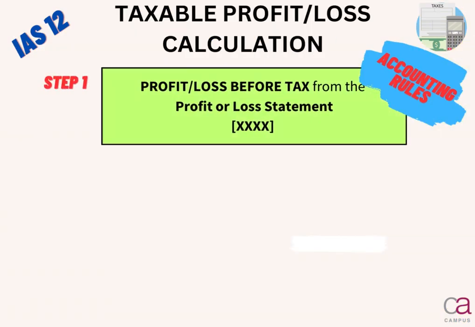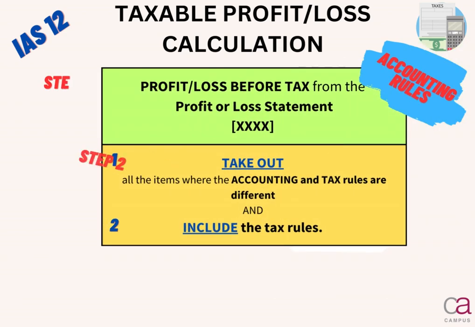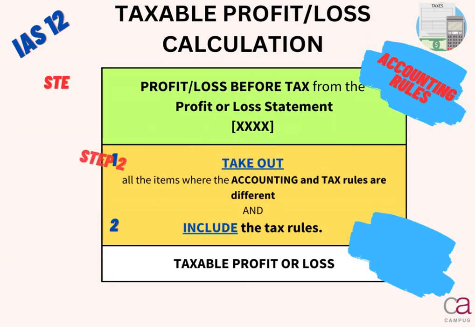We need to take it one step back. Where we need to calculate our taxable profit or loss, our first step will be to include our profit or loss before tax from our profit or loss statement. This is as per your accounting rules, your IFRS rules. Step 2, you need to take out all the items where the accounting and the tax rules are different and include your tax rules to be able to calculate your taxable profit or loss as per your tax rules.